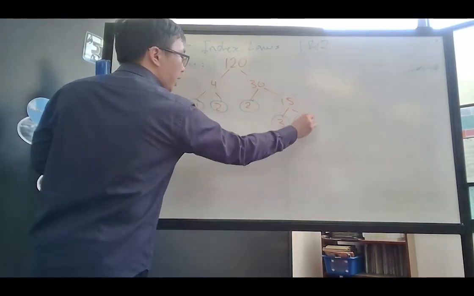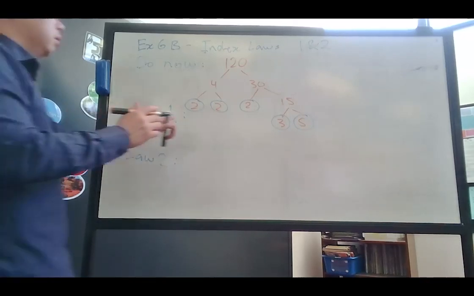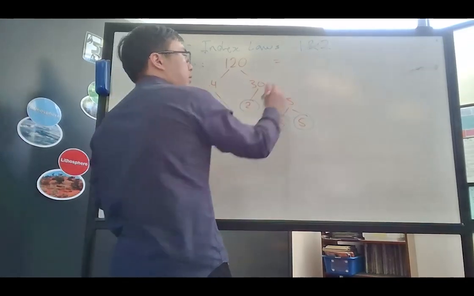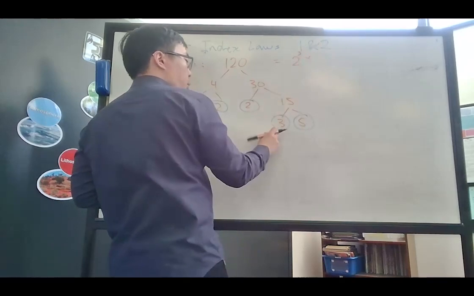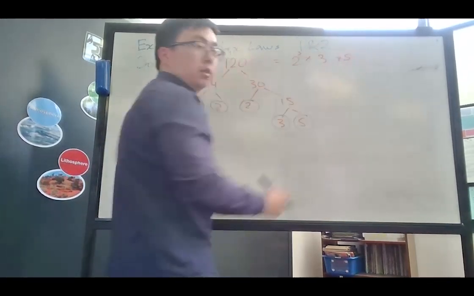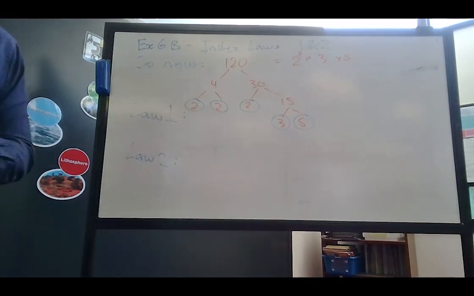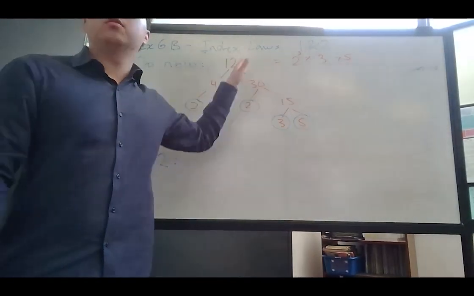They're numbers that don't have any other factors besides 1 and themselves. So 120 equals, I have 1, 2, 3 twos, so 2 to the power of 3, times 3, and then times 5 in the end. Okay, so that's 2 to the power of 3 times 3 times 5. That will be the answer for the prime factorization of 120. It's the prime factors of 120.